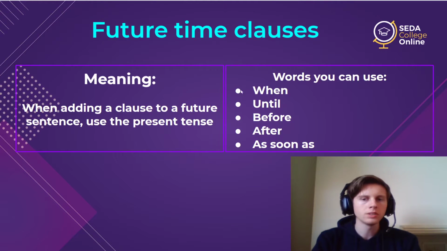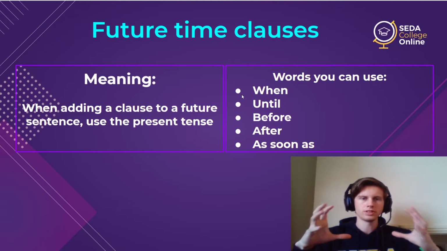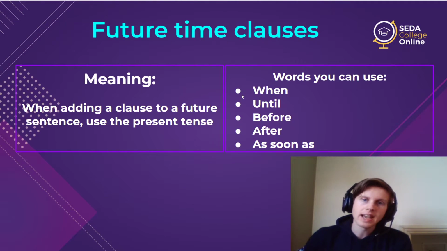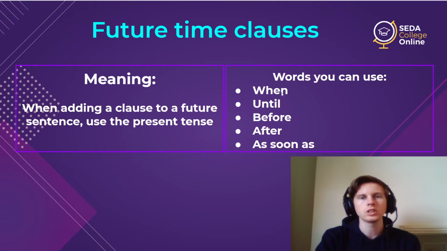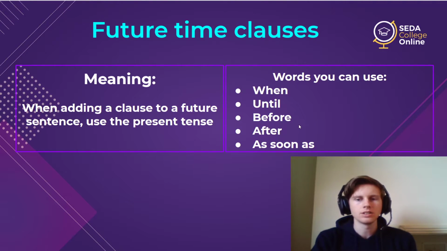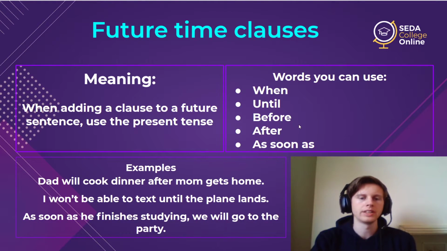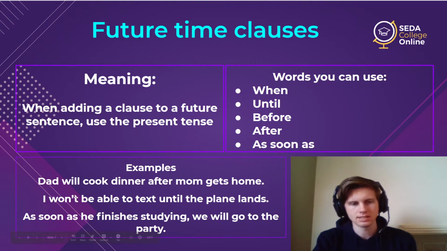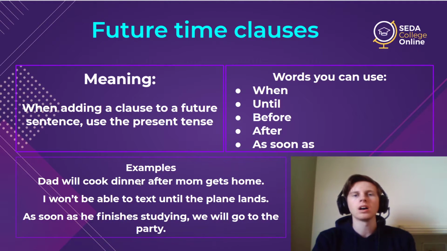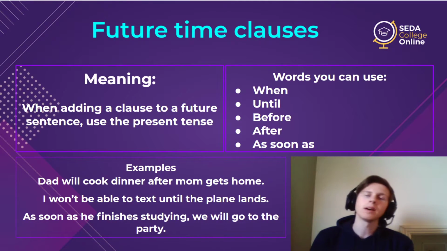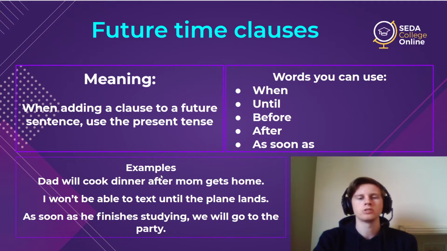So with all of these words, you can take a future tense sentence, and then you can attach and add more information with these words. These are conjunctions to add additional information to your sentence. And when you do that, always make sure that it's in the present tense. So let's look at these examples. Dad will cook dinner after Mom gets home. So I can say Dad will cook dinner. Totally complete future sentence. But now I want more information, so I can use the conjunction after Mom gets home.